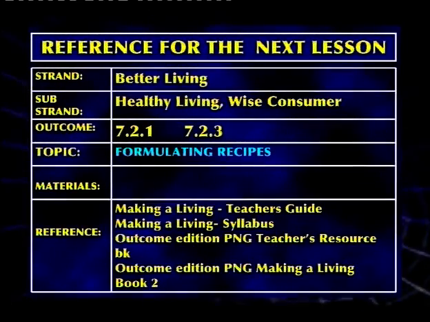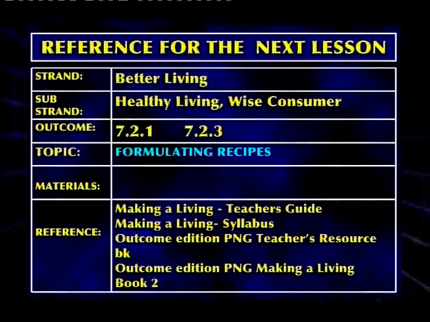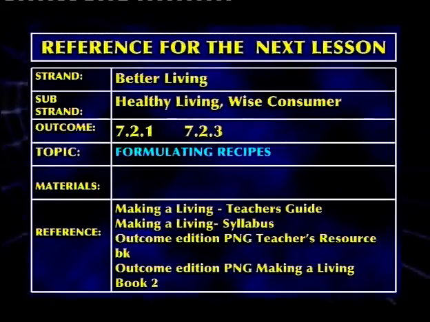Receiving schools, here's a reference for the next lesson: strand, substrand, outcome, topic, materials, and reference.